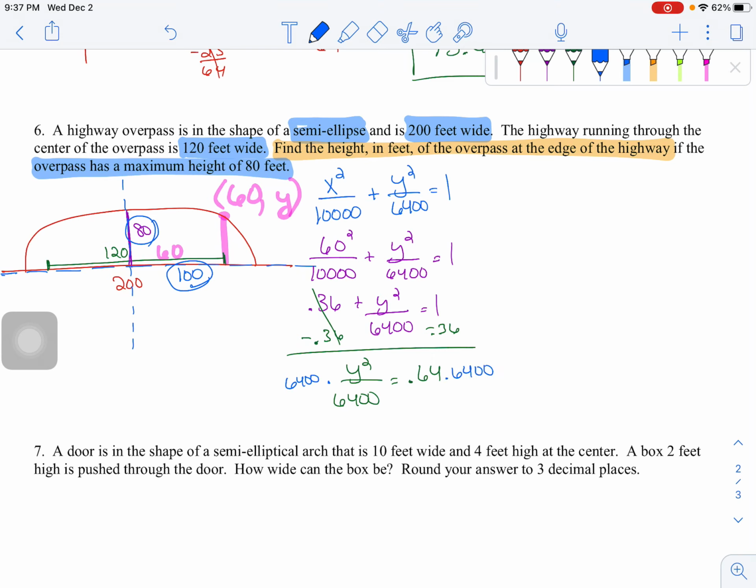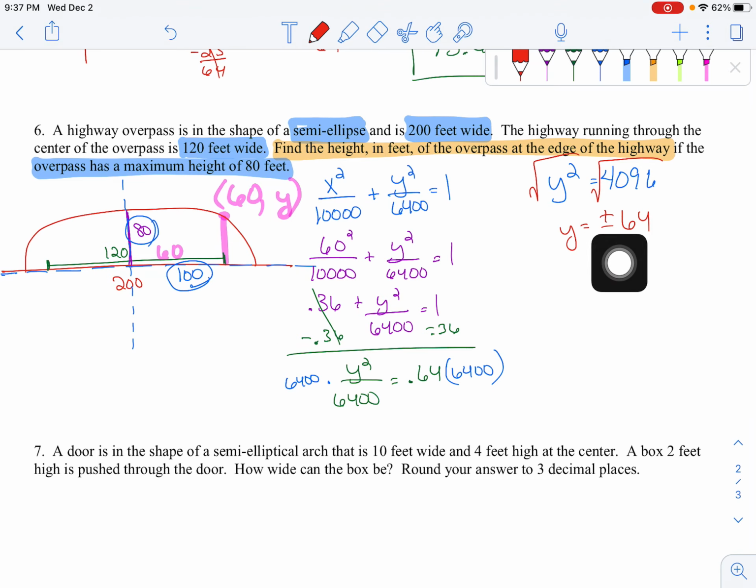I'm going to multiply both sides by 6,400. I'll use parentheses over there so I don't think it's another decimal for some reason. Times 6,400. So y squared is equal to 4,096. I am happily going to take the square root of both sides. So y is equal to plus or minus the square root of 4,096, which is 64.